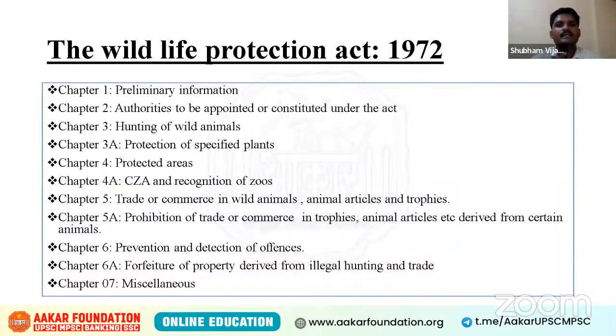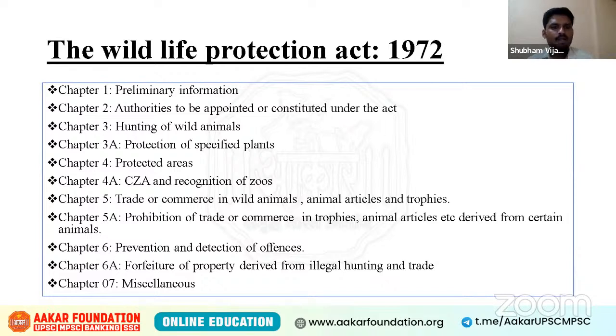Now, Wildlife Protection Act 1972, what different types of sections will it cover? Chapter one is the preliminary information. Chapter two, authorities, the appointment of authorities. Chapter three deals with hunting of wild animals, and chapter four deals with the protected areas. Chapter 4A deals with the Central Zoo Authority and the recognition of zoos. As this is a Wildlife Protection Act, definitely zoo comes, and it comes in the 4A.